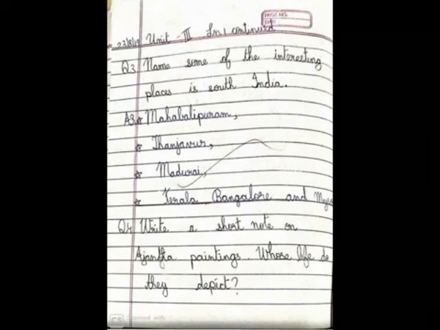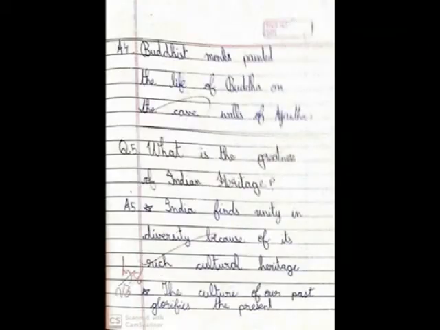Social Studies, Unit 3, Lesson 1 continued. Question 3. Name some of the interesting places in South India. Mahabalipuram, Tanjavur, Madurai, Kerala, Bangalore and Mysore. Question 4. Write a short note on Ajanta paintings. Whose life do they depict? Buddhist monks painted the life of Buddha on the cave walls of Ajanta.